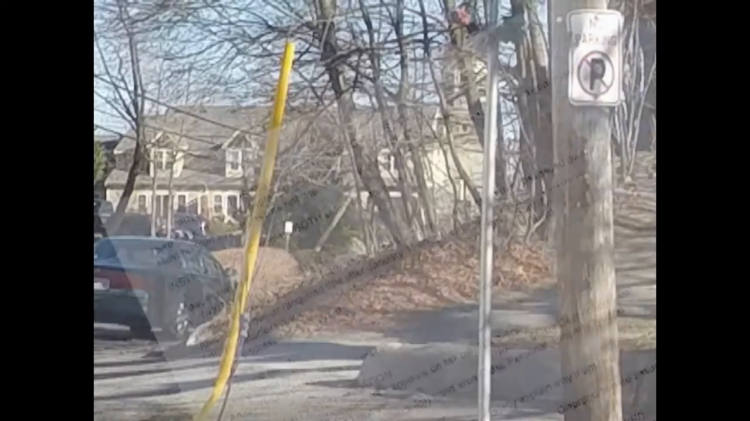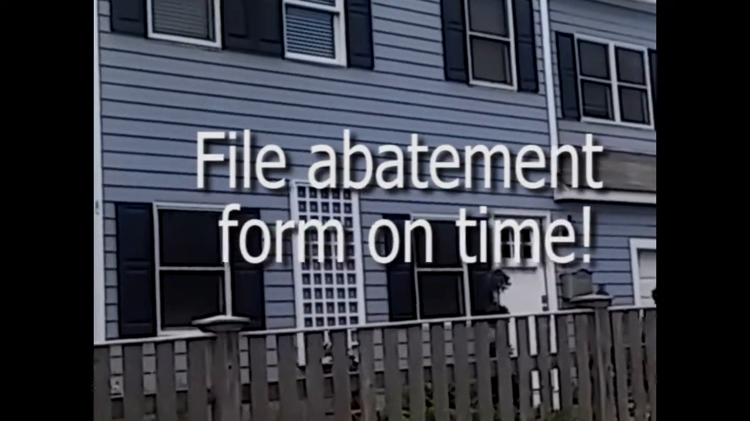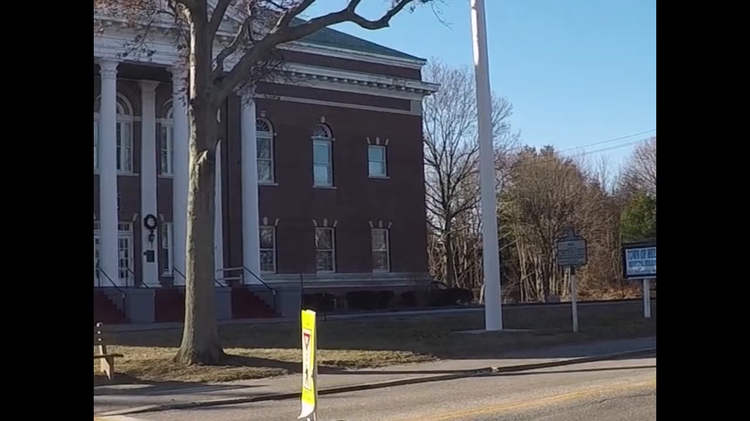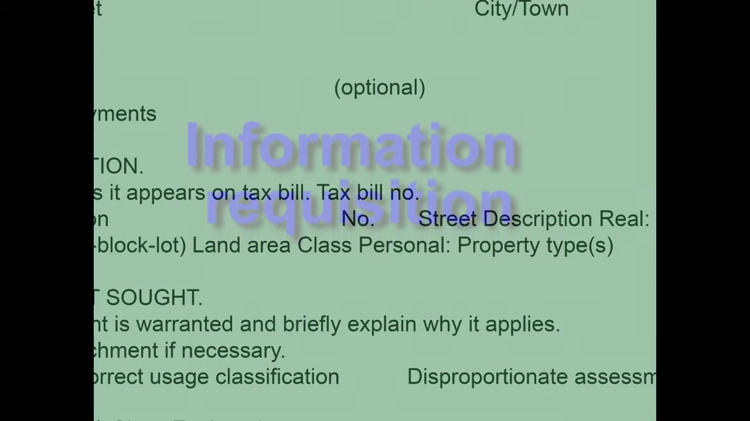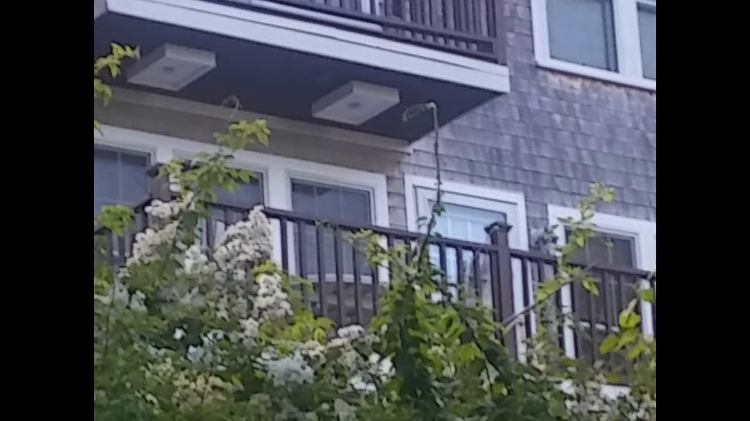If you still think the valuation is wrong, fill out the front of the application and file it. Your application must be delivered to the assessor's office or postmarked before the deadline. The Board of Assessors is prevented by law from granting abatements unless you file on time. When you get the application for abatement form from our office, you will also receive a form titled Information Requisition. We have created this form in order to help you make your case and justify the reasoning behind your application.